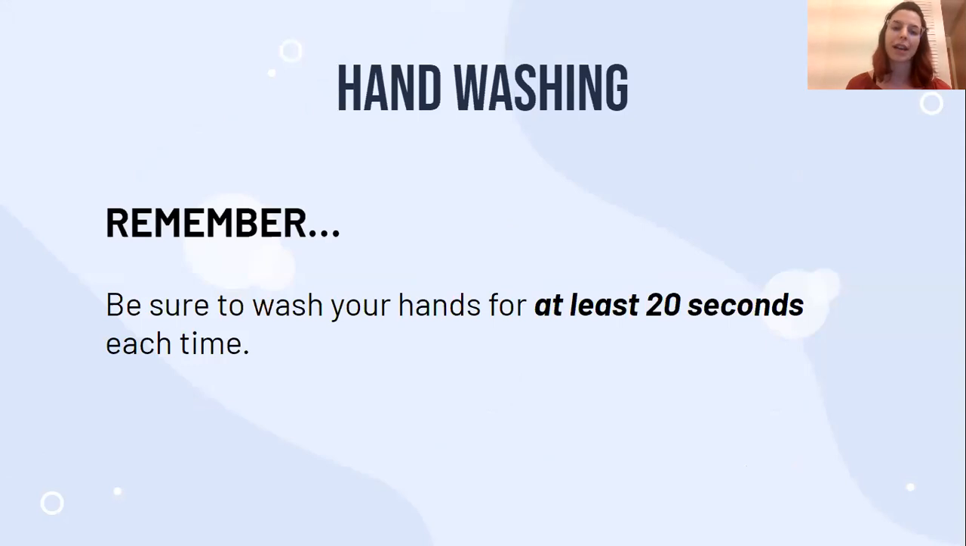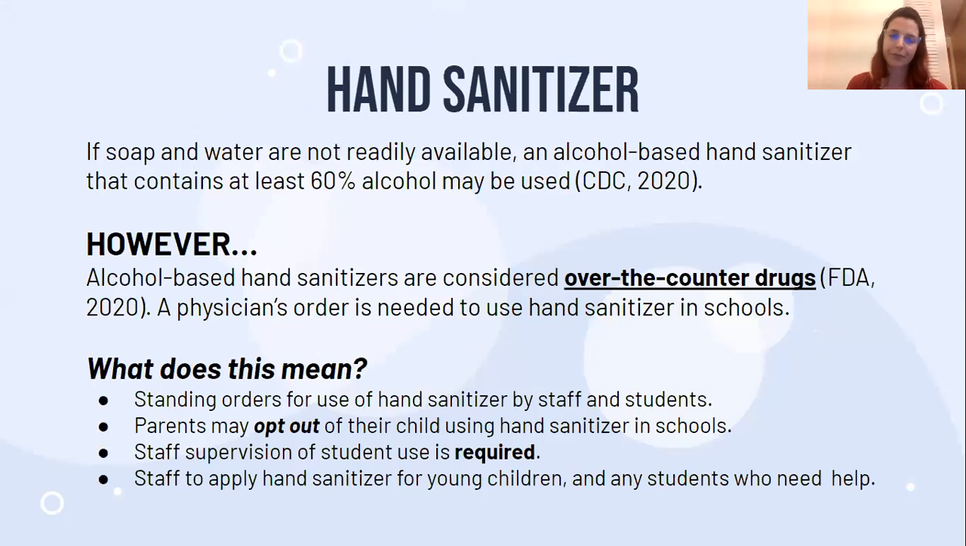Remember, be sure to wash your hands for at least 20 seconds each time to ensure that you are focusing on all hand surfaces and cleaning your hands for the full duration of time. In the event that soap and water are not readily accessible, an alcohol-based hand sanitizer that contains at least 60% alcohol may be used. However, it is important to note that alcohol-based hand sanitizers are actually regulated by the FDA as over-the-counter drugs, and a physician's order is needed to use hand sanitizer in school.